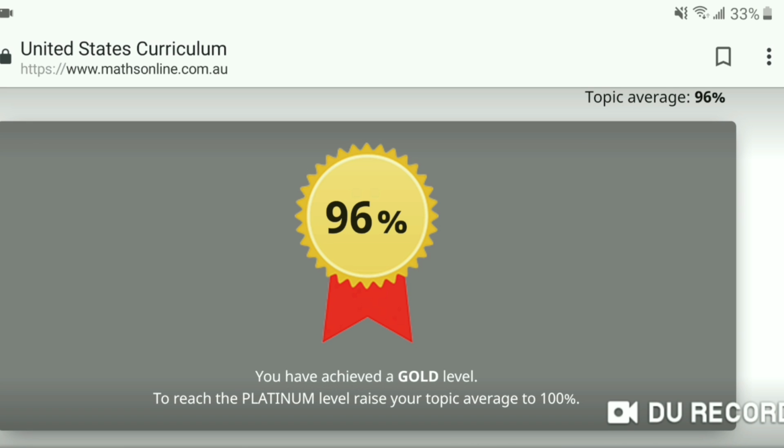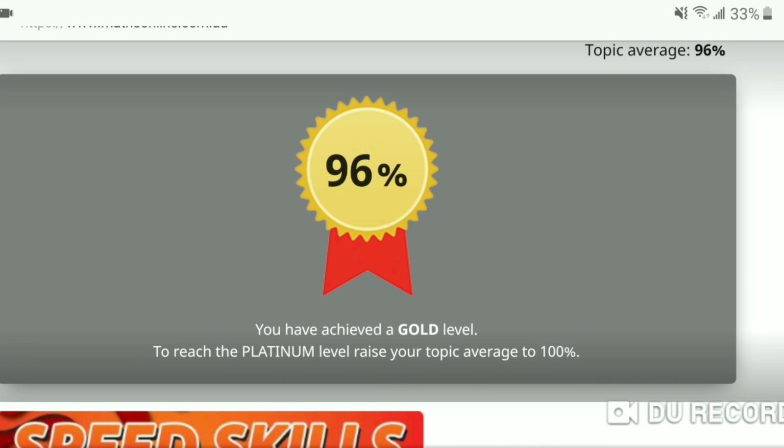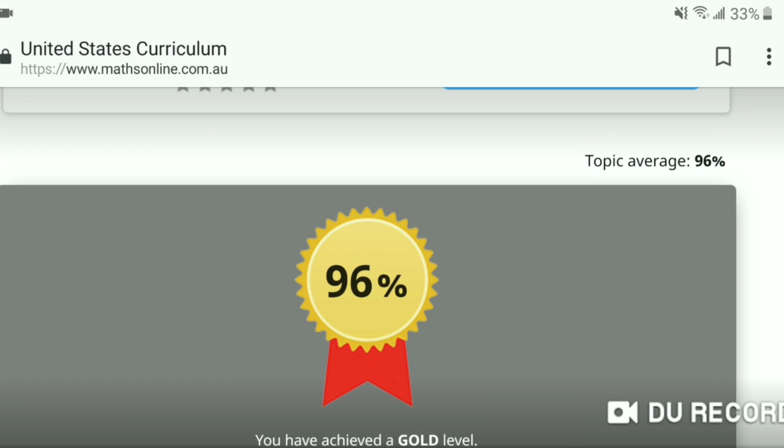And it even sends you, the parent, a downloadable certificate for each section so you can print it up and let them know what percentage they got. And they get little ribbons. So there's platinum level, there's gold, there's silver, and there's bronze.